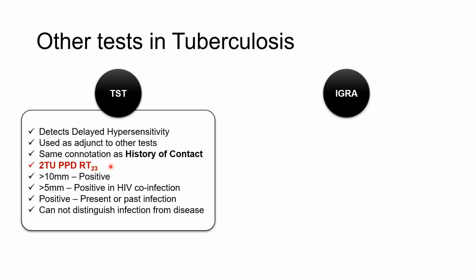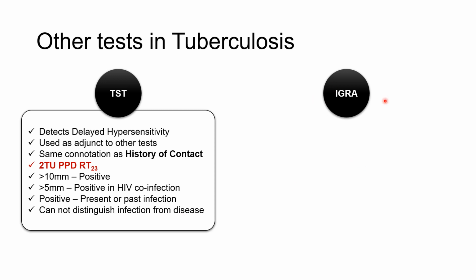So this test, if performed, has to be treated very cautiously, and the results have to be treated very cautiously. As always, the more than 10 mm is considered as positive, but in HIV positive patients, more than 5 mm is also considered as positive, and all that positivity means is having a present or past infection, not a disease, and it cannot distinguish between infection and disease.